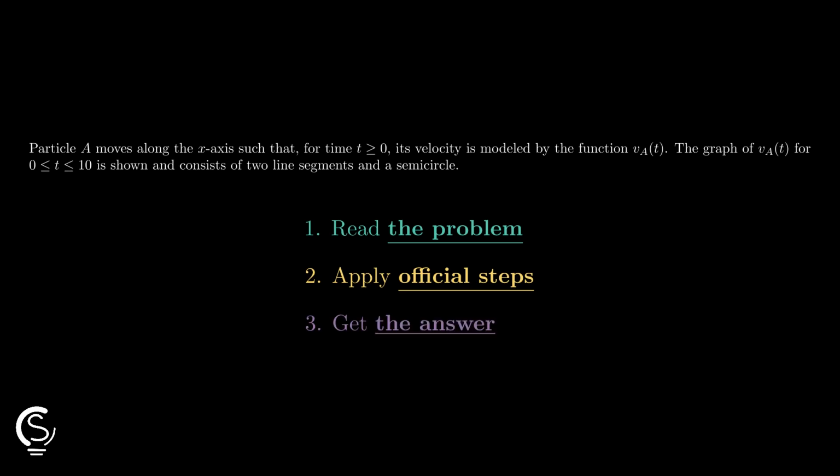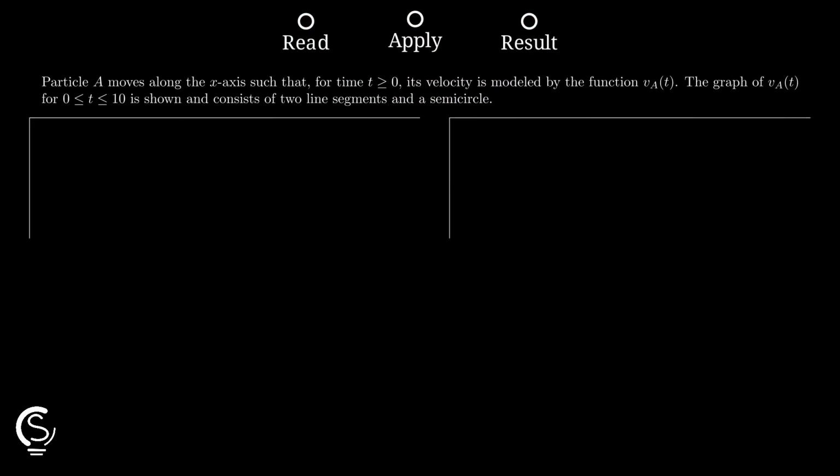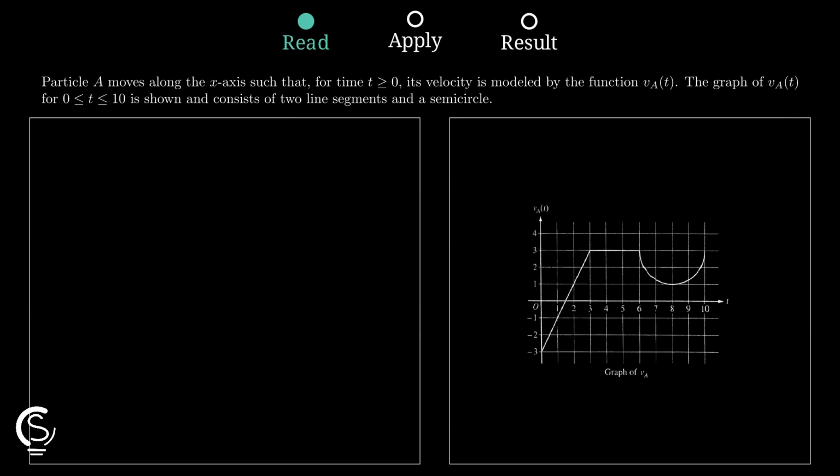Let's go! In part A, v prime of A at 1 is the slope of the graph at t equals 1. Three comma 3 with slope 3 minus negative 3 over 3 minus 0 equals 2, so v prime of A at 1 equals 2. Slope from the left is 2, while the slope to the right is 0.